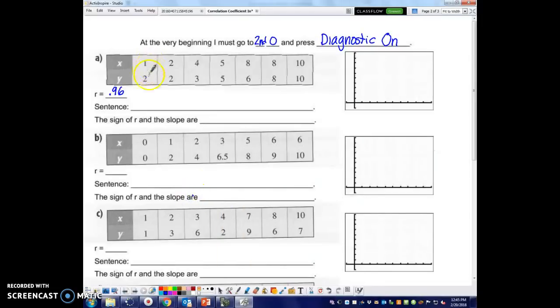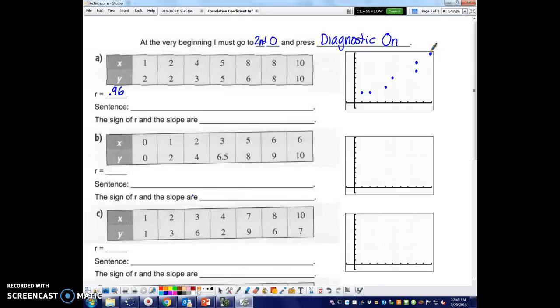We're going to plot these points, 1, 2. So you go over 1 for X, up 2 for Y. Boom. 2, 2. Go over 2, up 2. Boom. 4, 3. Over 4, up 3. Boom. 5, 5. Go over 5, up 5. 8, 6. Go over 8, up 6. 8, 8. Go over 8, up 8. 10, 10. Over 10, up 10. Okay, so that will be our scatter plot.